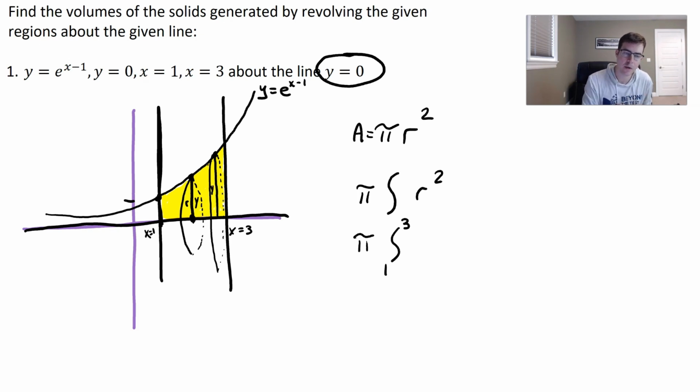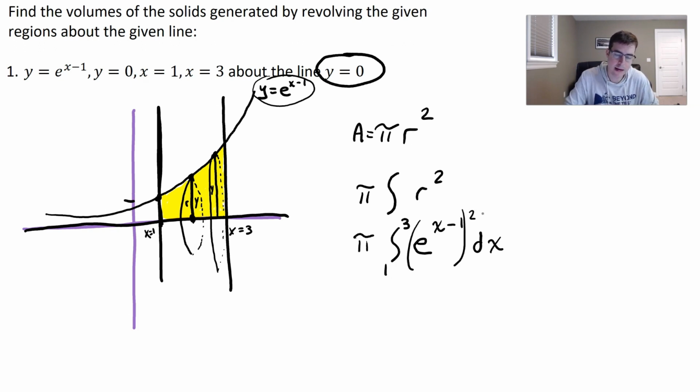The total height at that point is the y value, and we know y is e to the x minus 1. So this becomes e to the x minus 1 dx. So that's what we're going to be integrating here, and we're taking that whole thing, the radius squared. Okay, so that's our setup, and then we just have to evaluate that.